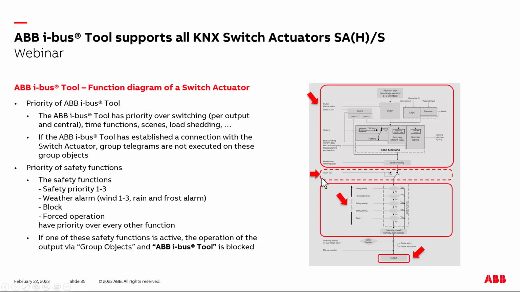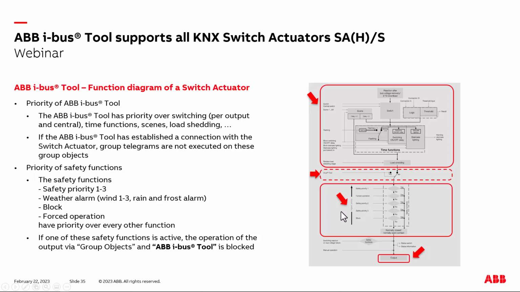And then when we start the iBus tool, we have a higher priority than this priority. It means when we start the iBus tool, and in the iBus tool we switch a channel on or off, this channel is no longer listening to this local group object for switching.